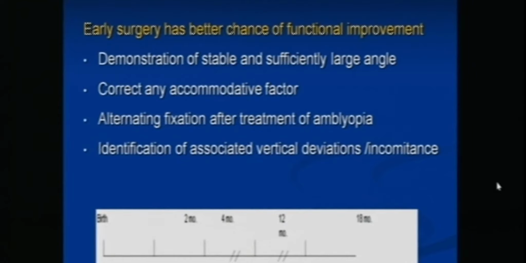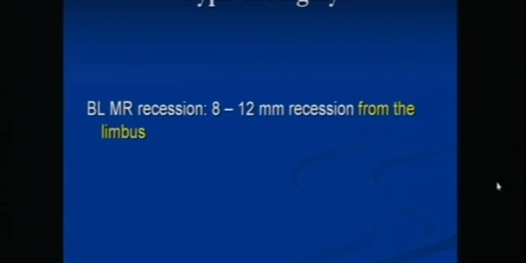The timing of surgery has been controversial. Early surgery is better chance of functional improvement, and this is how we would say that definitely by 6 to 12 months of age is the ideal time when we want to operate and align these. So it's not surgery, but alignment.